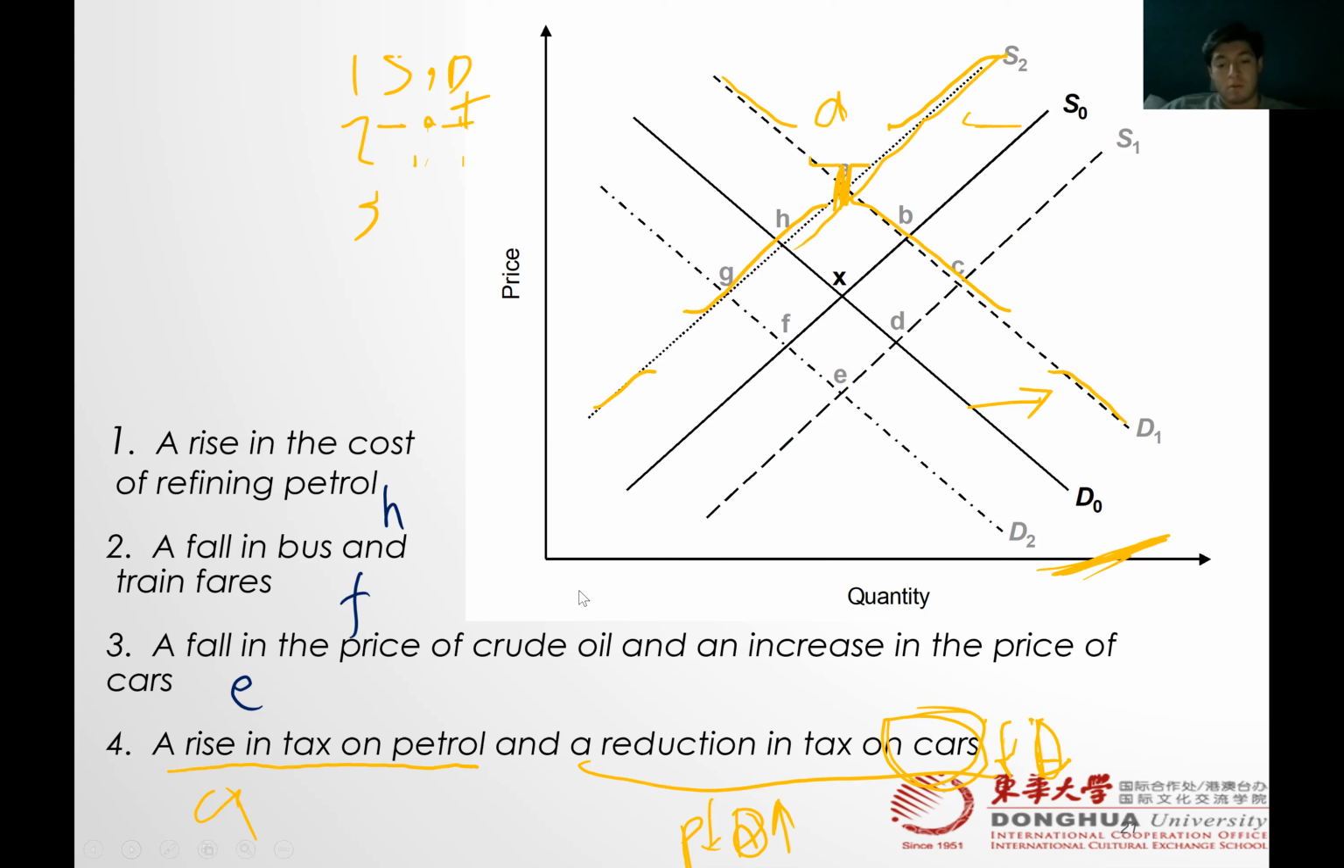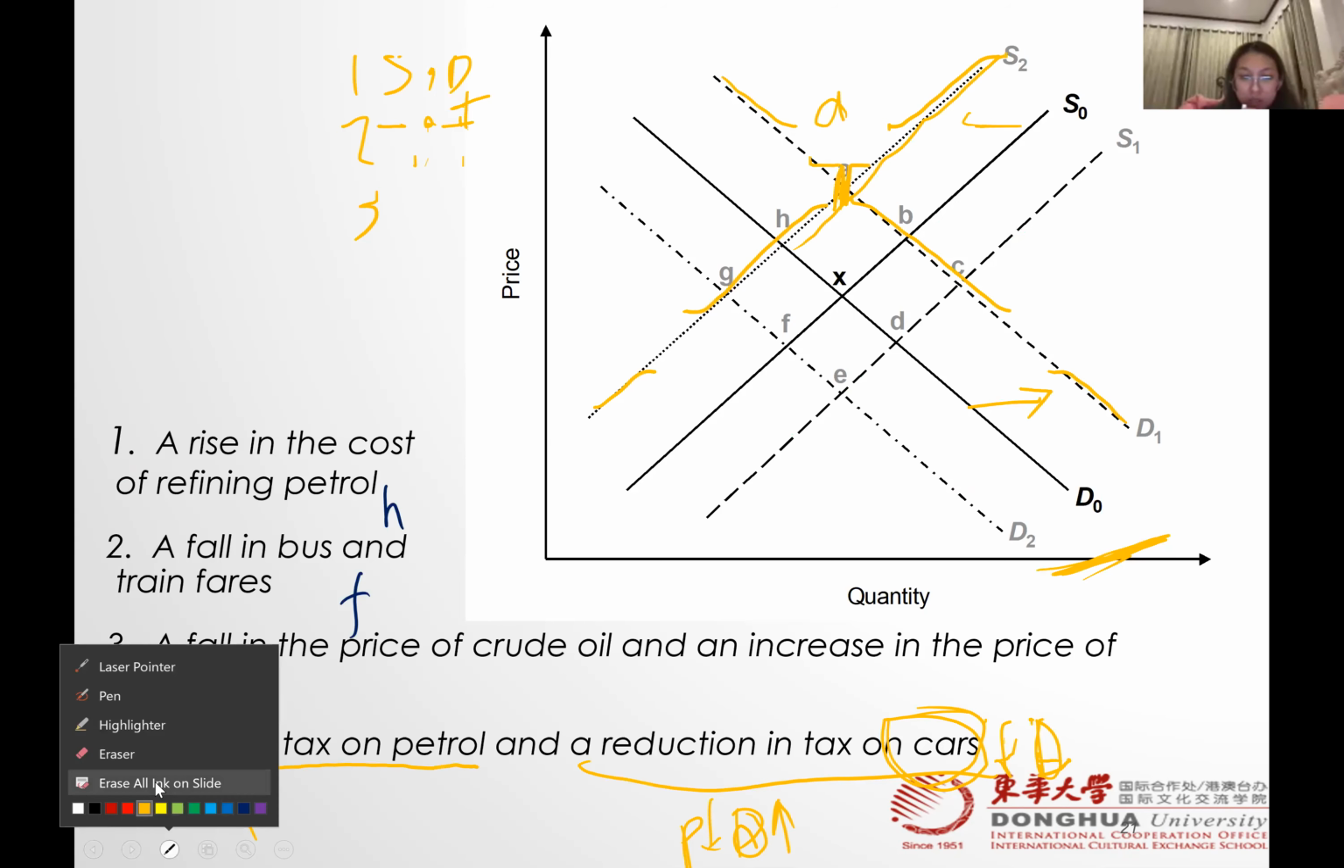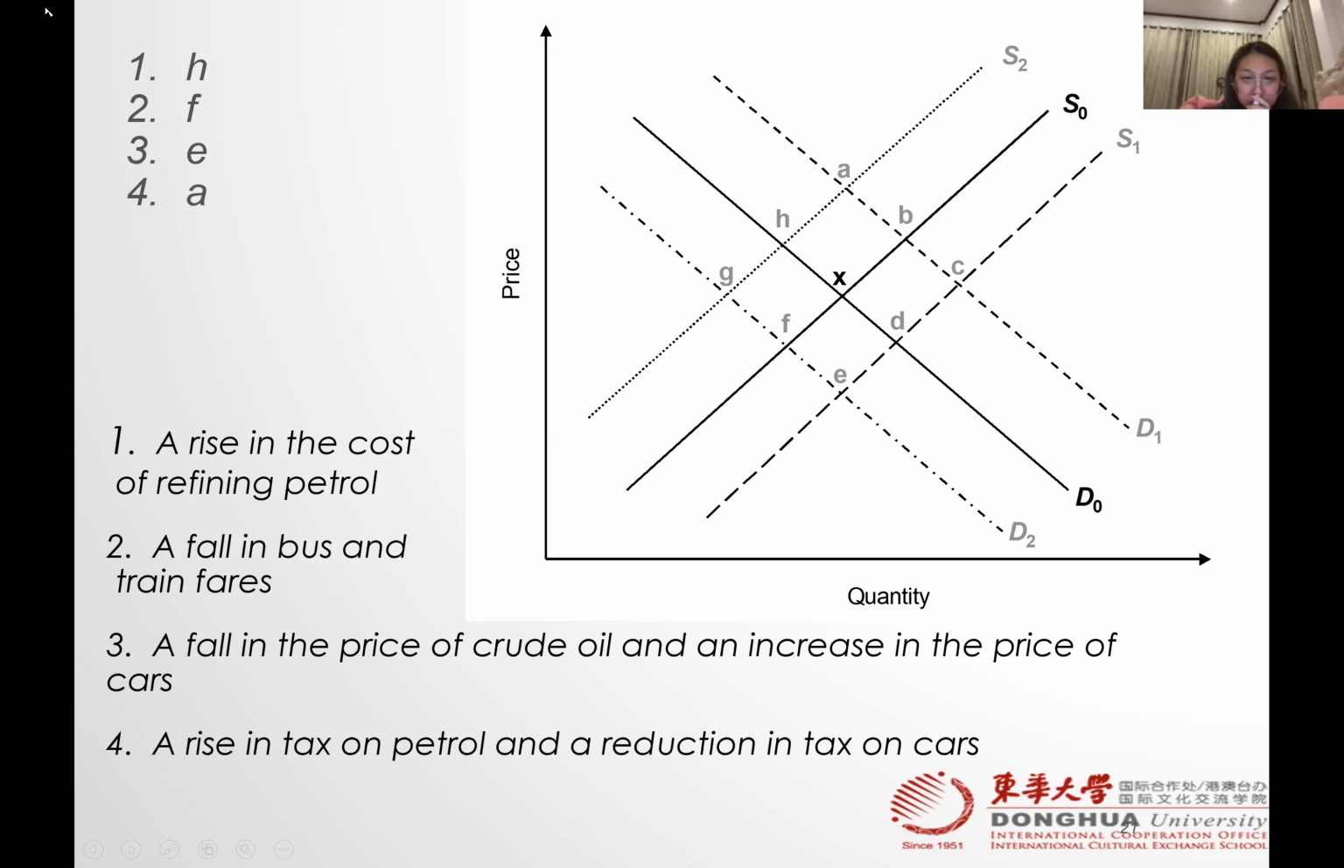Now you understand? Fourth part? Everyone? Yes. Okay, let me shift the controls from left to right. Okay, here, the answer is H, F, E, A. Okay, now the other assignment parts. Let's talk about its solution.